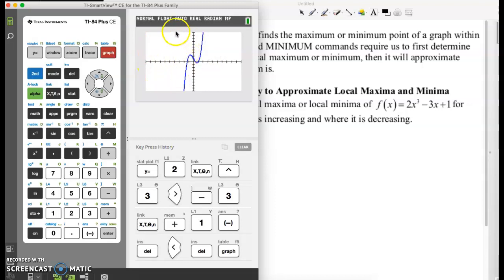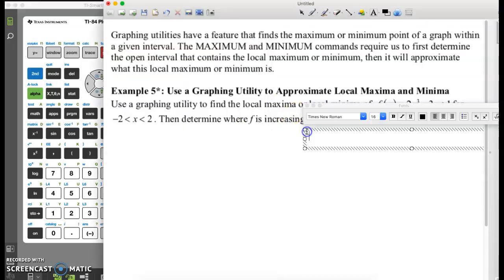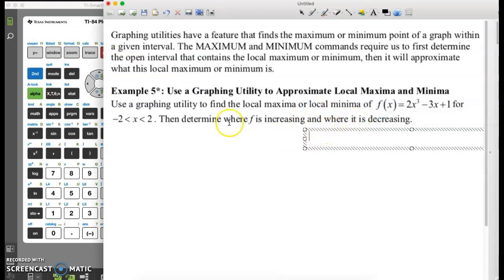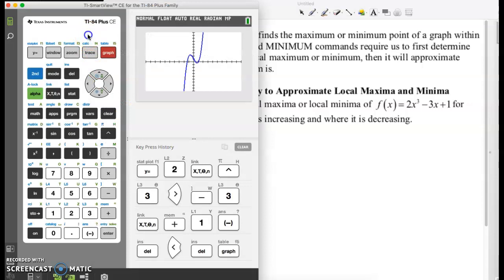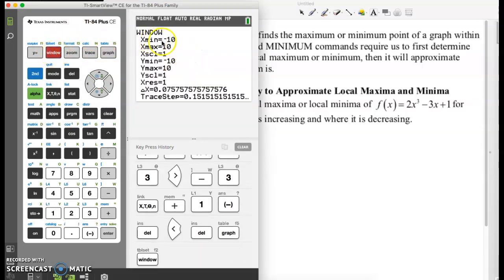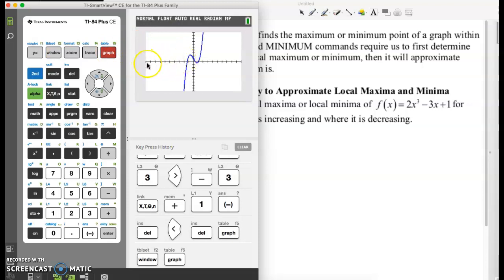You'll notice here that my graph is fairly zoomed out. I've got a lot of extra white space that I really don't need. It's kind of distracting me. And so that's why in this problem, it did ask us to do it within the interval from negative 2 to 2. Currently, if I push the window button on my calculator, you'll notice that my scale says that the x minimum is negative 10 and the x maximum is positive 10. And that's not what I want. That's why I'm getting this zoomed out graph. I'm going from negative 10 on the left to positive 10 on the right. So I don't want that. I want to zoom it in.